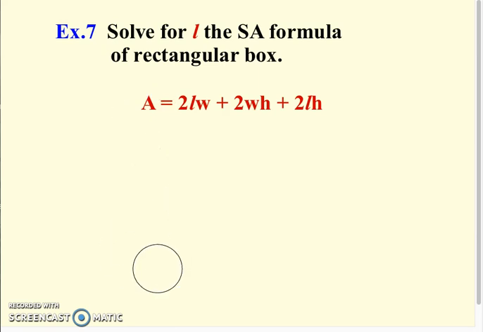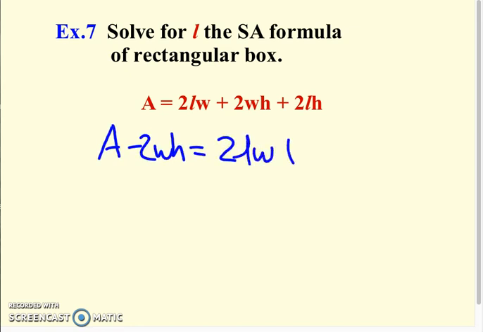Best thing to do is get your L's together. So what I'm going to do is subtract 2WH to the other side. We have two terms that have L in them together on one side. What I'm about to do next, we are going to do probably like 20 times throughout the course in various chapters. How do we get our two L's down to a single L so we can solve for a single variable? The way you do it is fairly simple, and that's factoring. Take the L out.